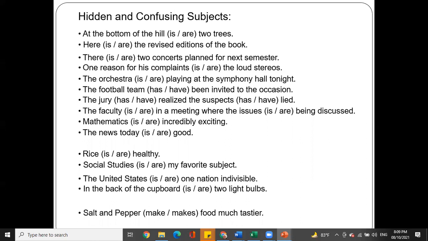There are two light bulbs in the back of the cupboard. There is a raincoat and umbrella in the closet. It's an "and," the conjunction "and." So if it's an "and," then that's a compound subject. So that's two of them, two or more. There are a raincoat and umbrella in the closet. There are.